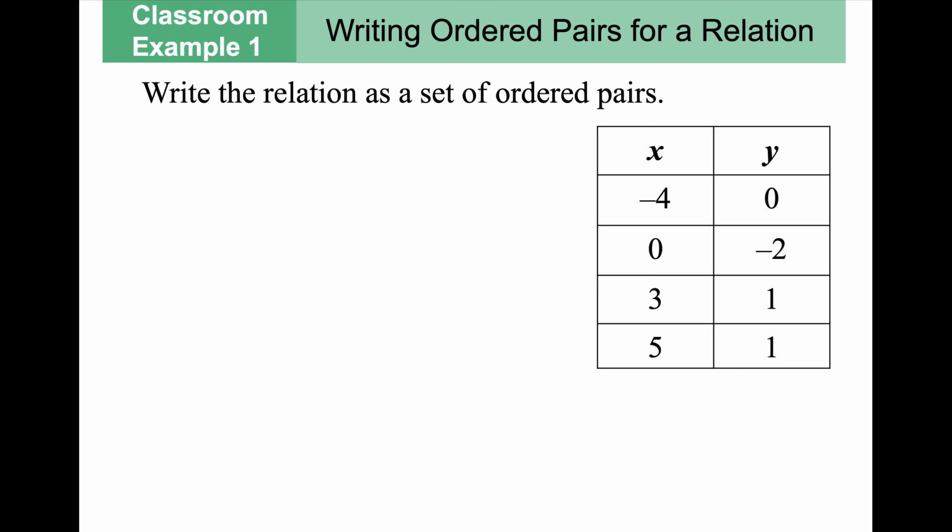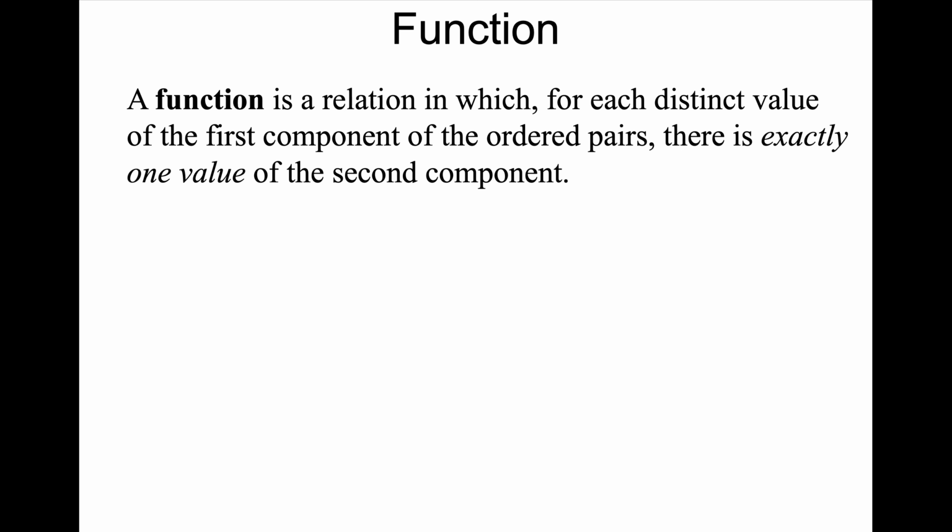So everything falls in the category of a relation. We would write a relation as a set of ordered pairs. So I would use the set notation and my x comma y, and there's my relation. A function is a relation, but with a special qualifier: for every distinct value of the first component of the ordered pairs, there is exactly one value of the second component.